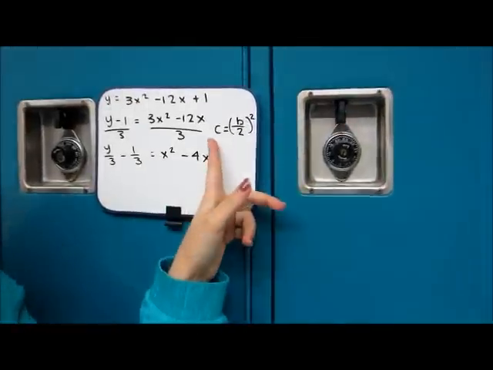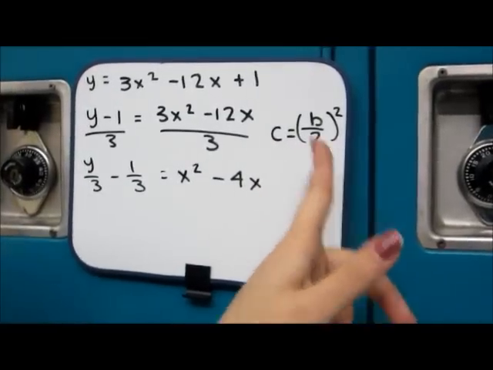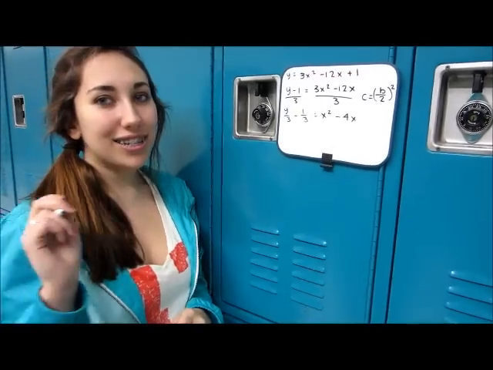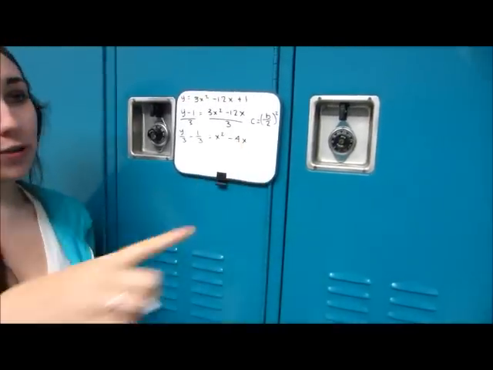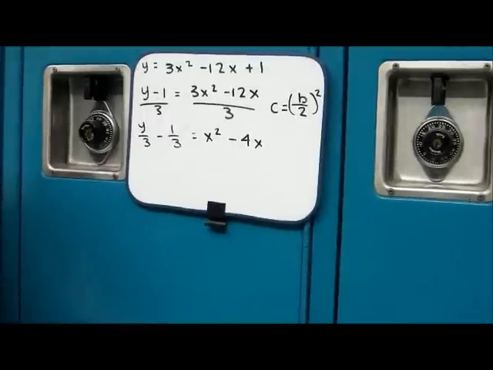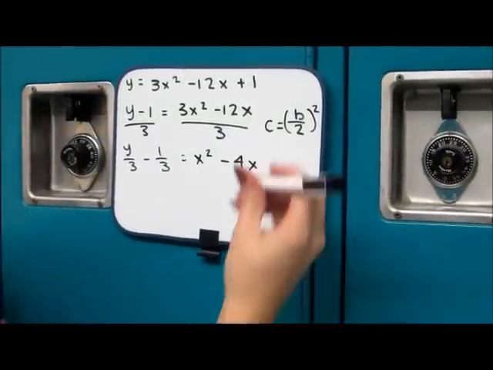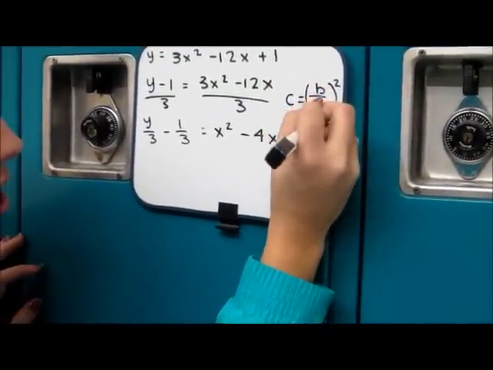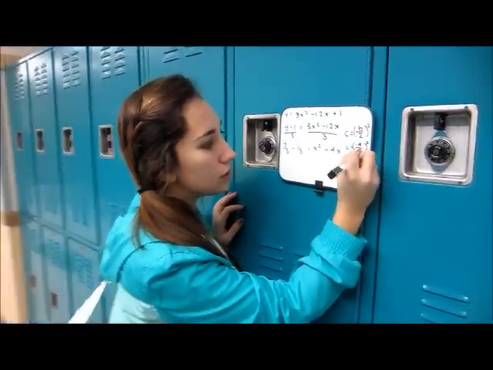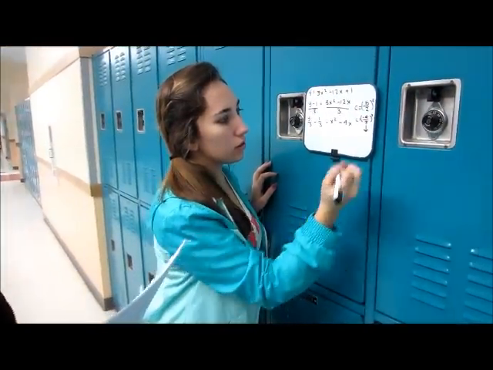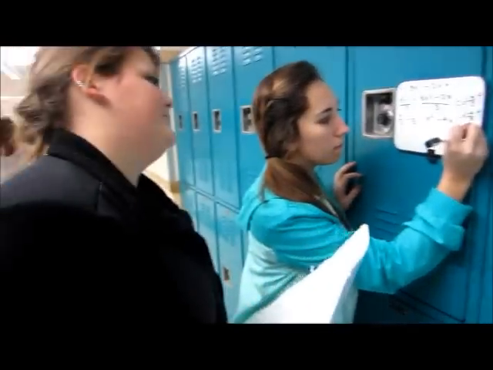Now we have to find the new c value. To find c, we use the equation c equals b over 2 squared. So now we'll take this equation to find your new c value. That would be c equals negative 4 over 2 squared, which gives you negative 2 squared, which equals 4.